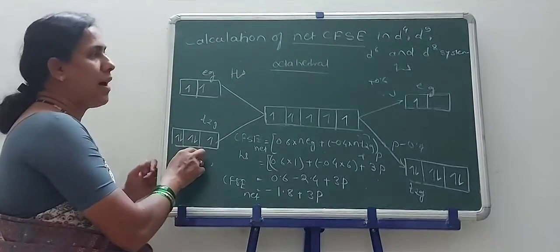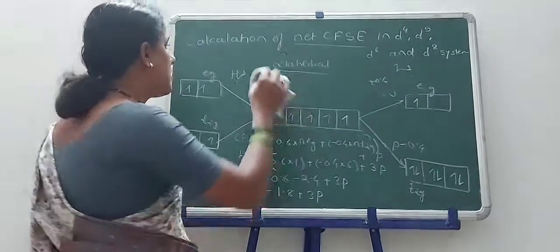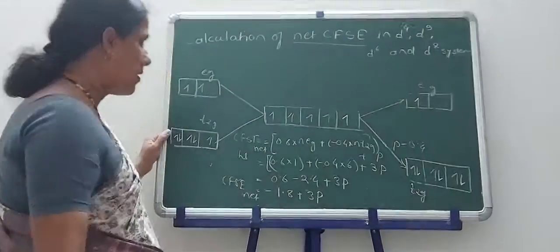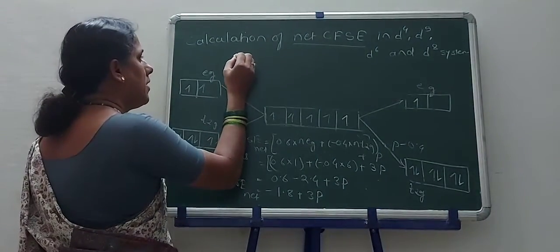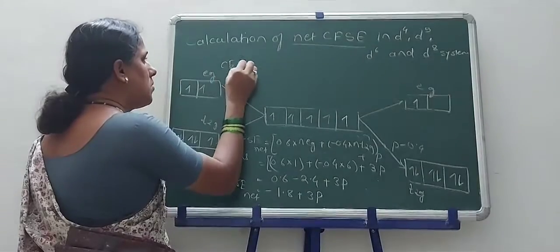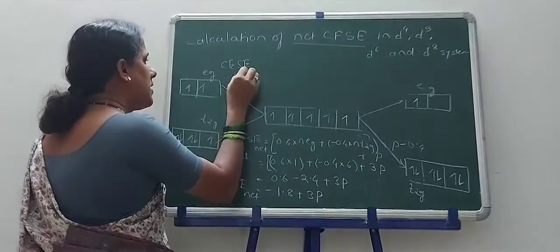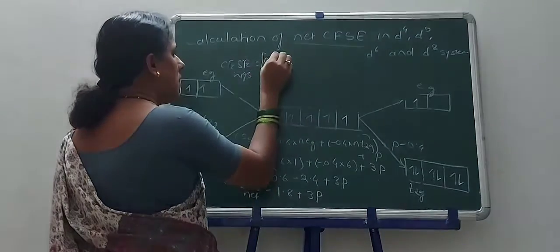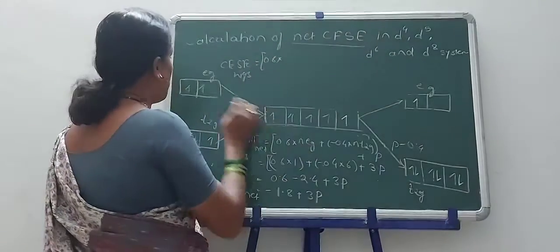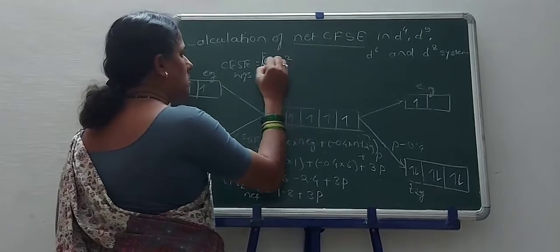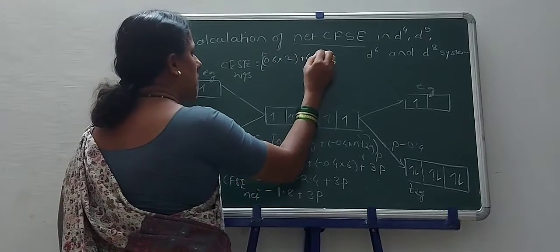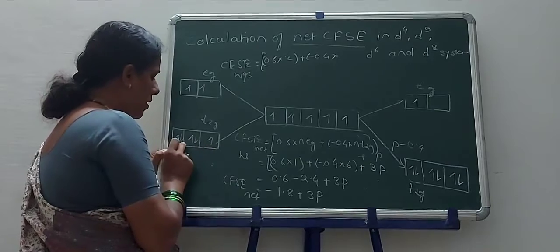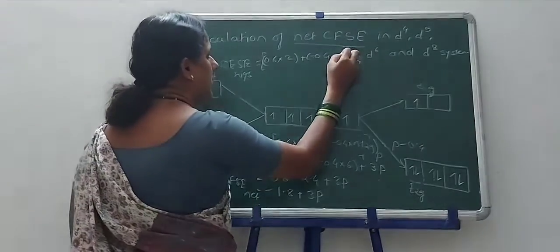Now in case of high spin complex, what is the answer? See here, I am using the octahedral field here. For octahedral field, the CFSE for high spin complex, HS, is equal to, again we have to use the same formula, 0.6 into how many electrons? 2 electrons, plus minus 0.4 into how many electrons? That is equal to how many electrons? 1, 2, 3, 4, 5 electrons.